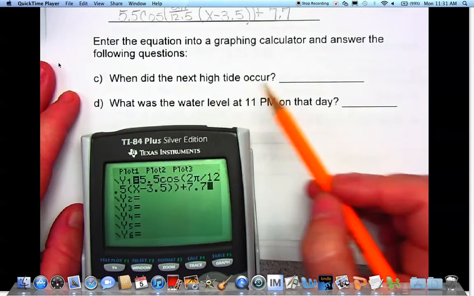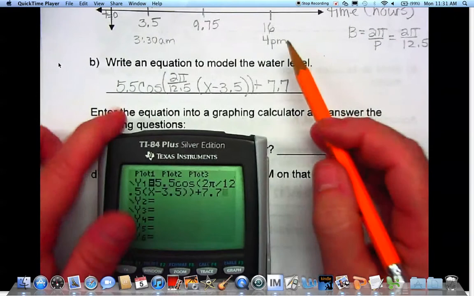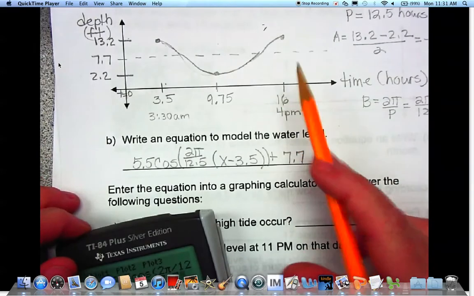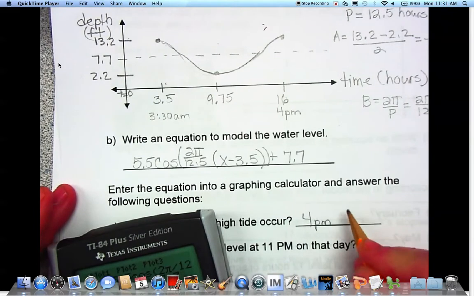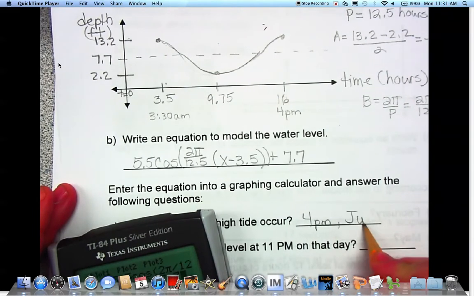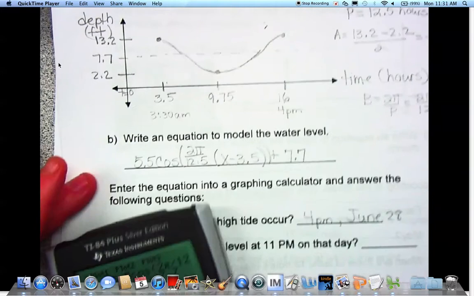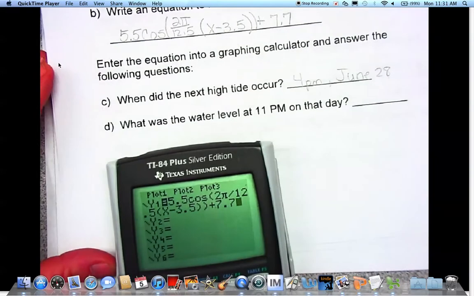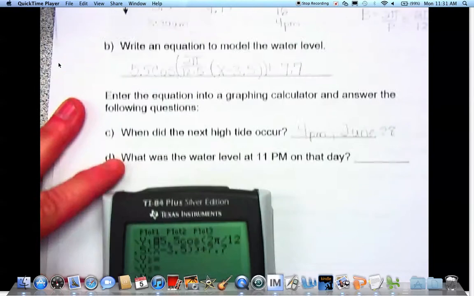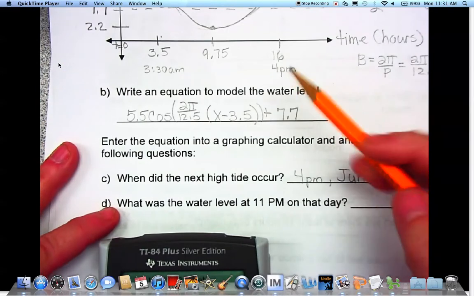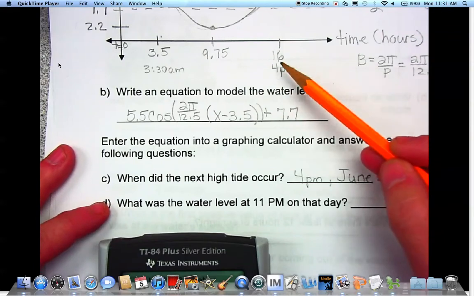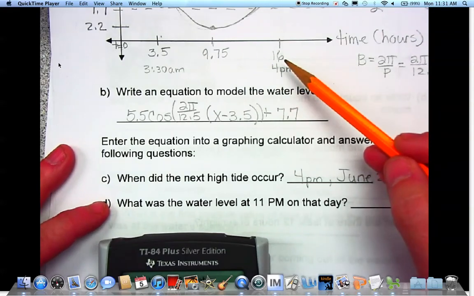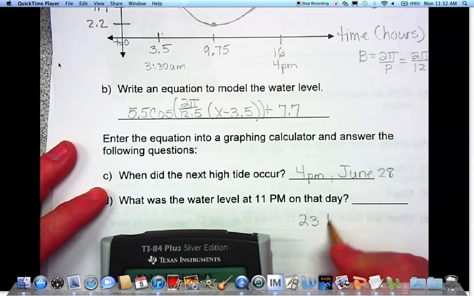Okay, we can tell when the next high tide occurred because we wrote it down. When is it? 4 p.m. on what day? Same day, June 28th. Okay, what was the water level at 11 p.m.? So how many hours from 4 p.m. is 11 p.m.? 7. So add that to 16. 23. So we're looking for 23 hours.